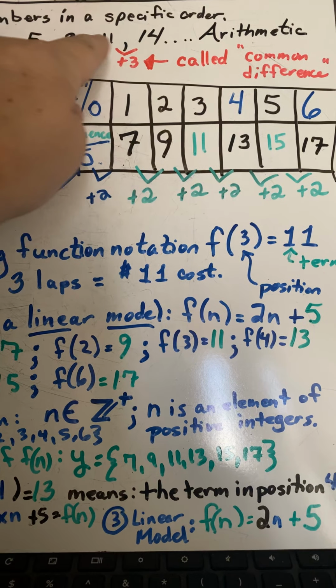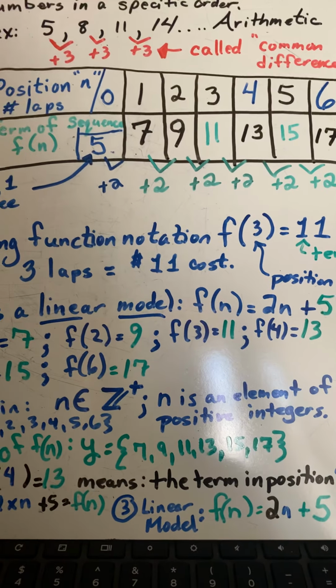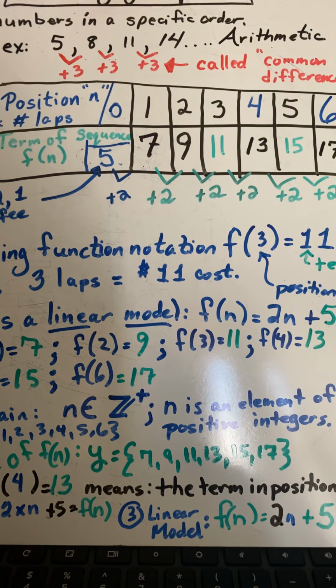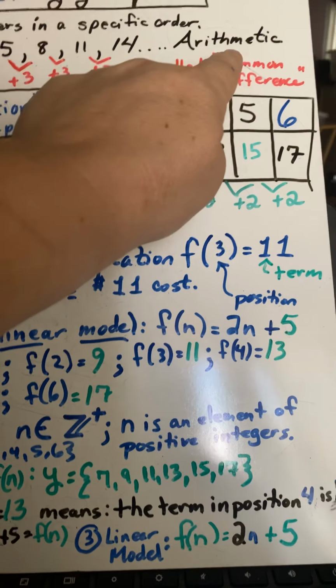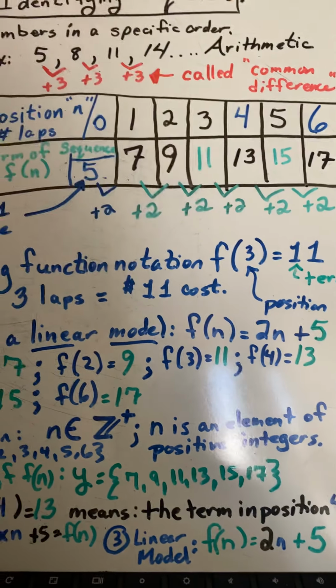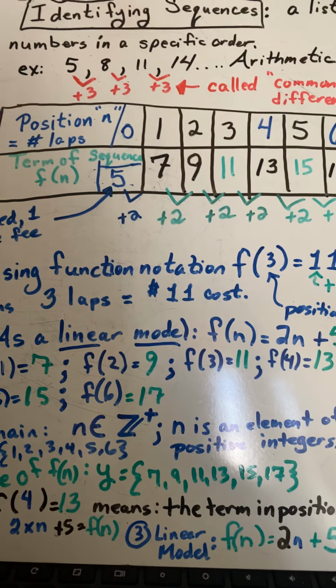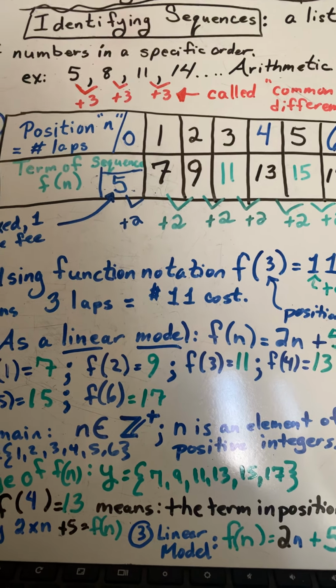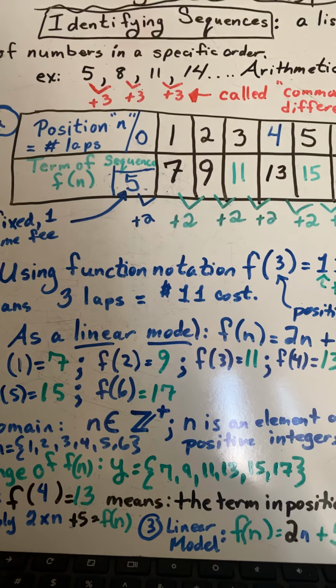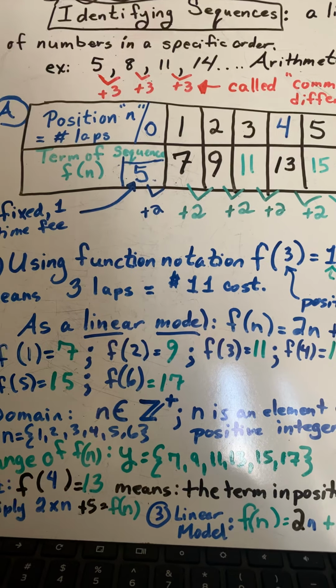Okay, so what we're doing is we're looking at the difference between each of the elements. And so this difference is called the common difference, and this type of sequence is referred to as an arithmetic sequence.